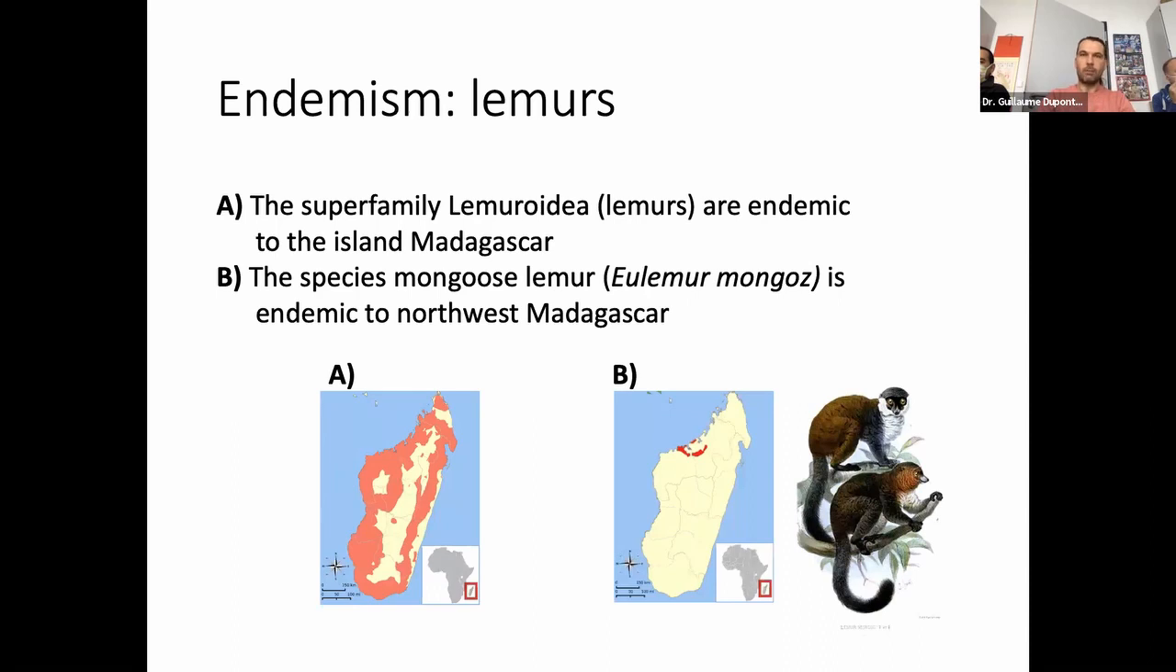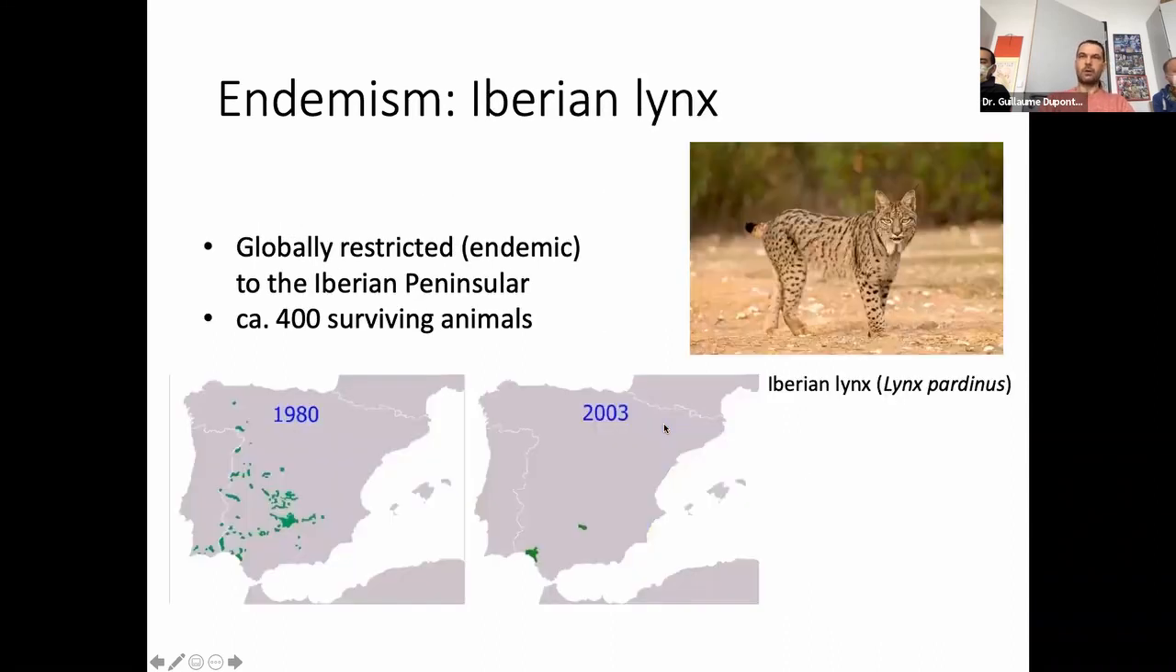So I give you a number of maps just to really cram in these different range types. So the lemurs are an example. These are primates. They are endemic to Madagascar, the whole superfamily of lemurs. But the mongoose lemur is endemic to northwest Madagascar. The Iberian lynx, a distinct species of lynx, is endemic to the Iberian Peninsula. It does not occur elsewhere. Although it is declining in its range, facing extinction, it's doing a little bit better now. The fossil record doesn't show that it occurred outside the Iberian Peninsula in the past.